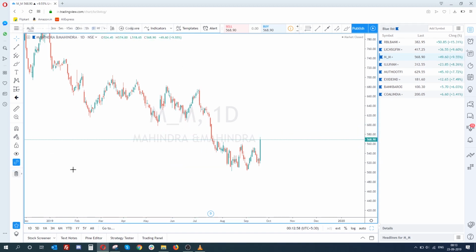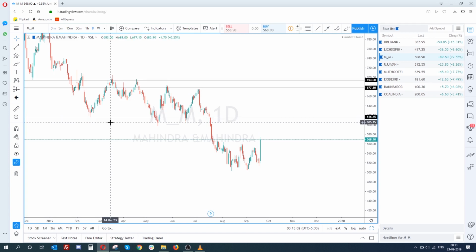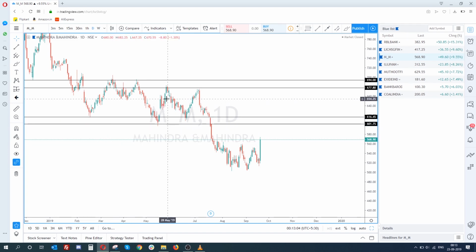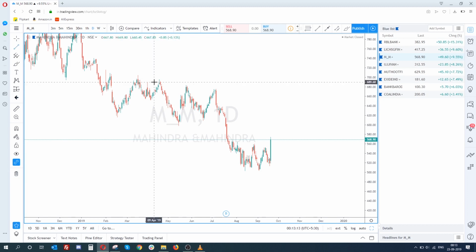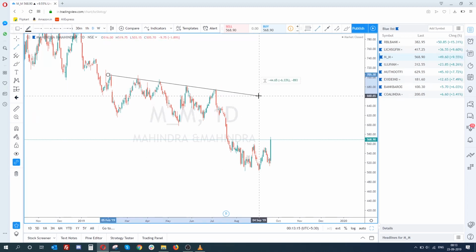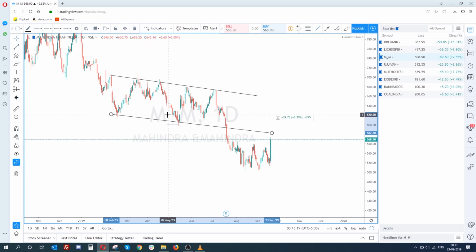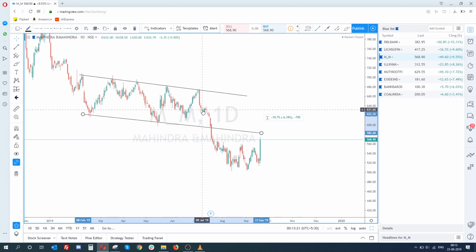But if I draw horizontal lines, it will be much more confusing. Yes, you will get a trade after this area, but don't you think that this is much simpler and more self-explanatory than that? Yes, right? So that is why we stick with this.